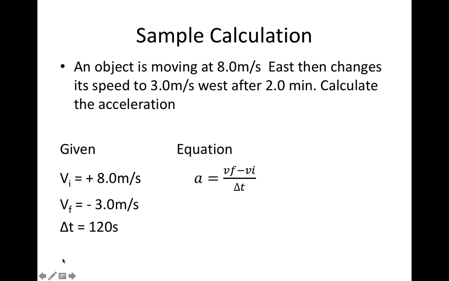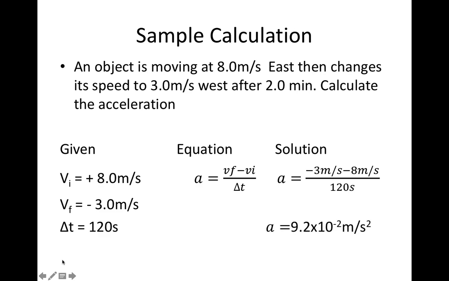Here's the equation that we use: v final minus v initial over delta t equals acceleration. We plug in our values and we get acceleration is equal to 9.2 times 10 to the negative 2 meters per second squared. And that should actually be a negative: negative 9.2 times 10 to the negative 2 meters per second squared.